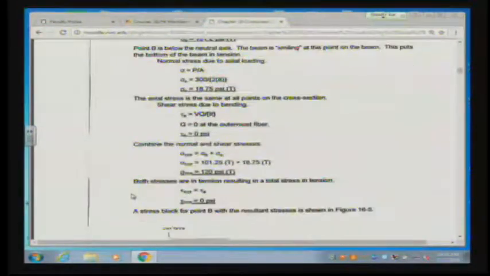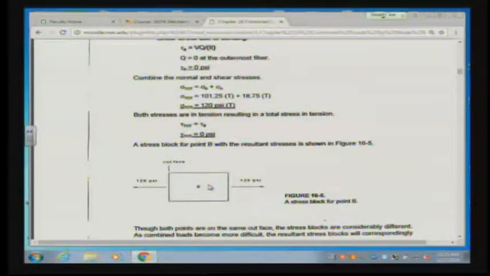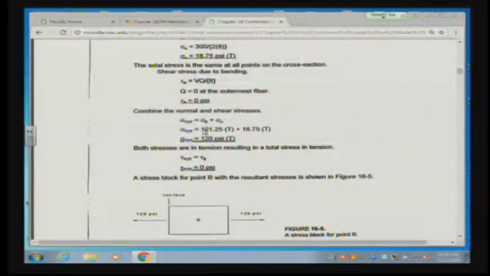All right, so then we do the same thing here at B. And we have B in tension. We have a P over A force here at B, and we have an MC over I force, and they're both in tension. But now look what happens at tau, which is VQ over IT. We know from our previous discussion with this formula that Q is the first moment away from the neutral axis. So let's go back to our drawing.